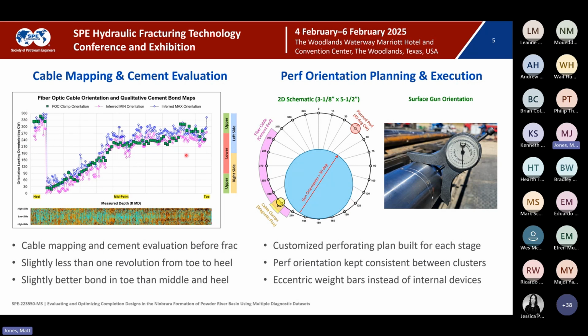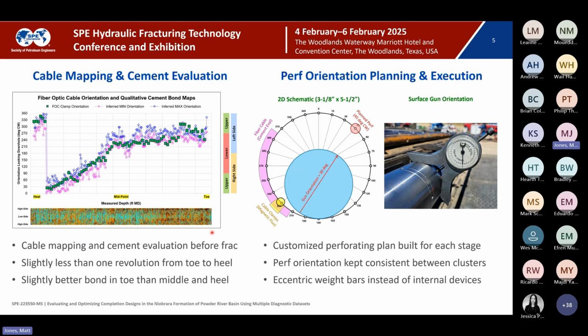So as you can see, from toe to heel, we have slightly less than 1 revolution for the fiber optic cable, which is fairly benign. This is actually somewhat advantageous for planning your perforations. You can have a certain degree of consistency with it. Worst case that I've personally seen is, I think it was 6 wraps on another well, which can definitely complicate your perf orientation planning.